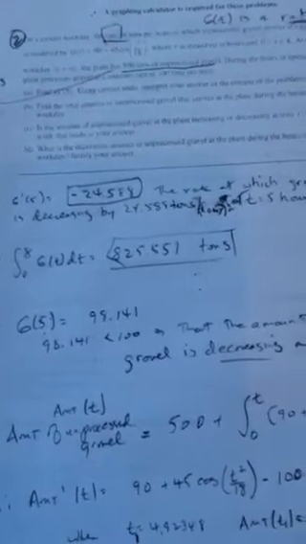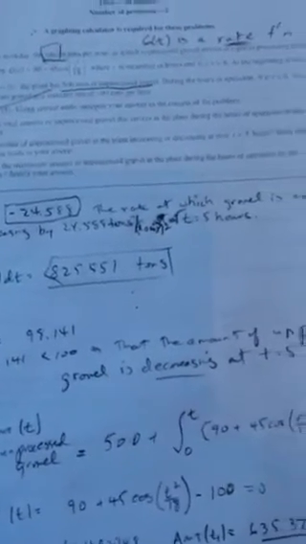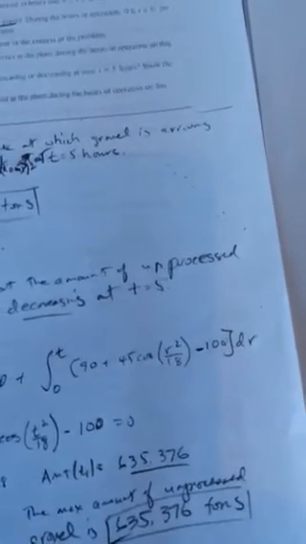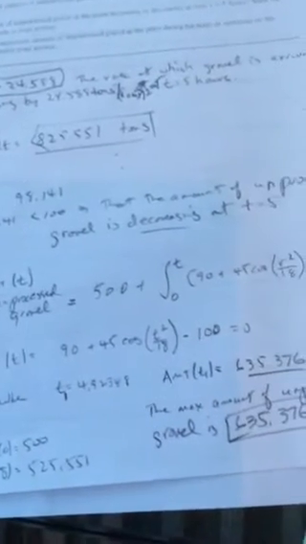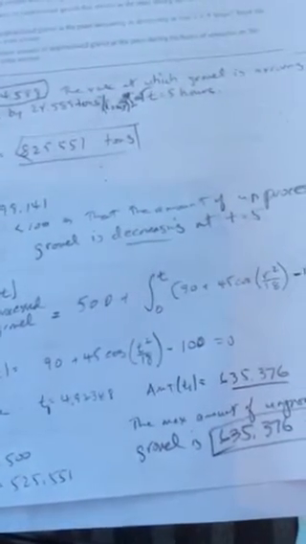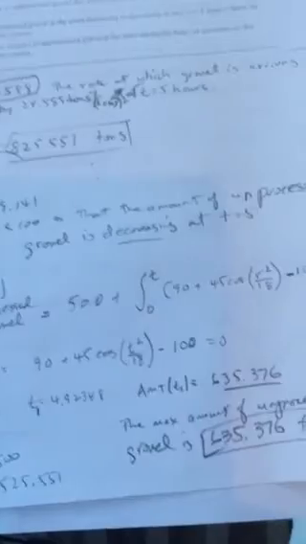And then lastly, in D, what's the maximum amount of unprocessed gravel? Well, the amount of unprocessed gravel would be 500 that was there times 0 plus this integral minus the 100, because you've got to be taking the gravel that's getting processed out. And if you're looking for a maximum or a min, you would take the derivative of that function, which just becomes 90 plus 45 cosine t squared over 18 minus 100, and move from there.